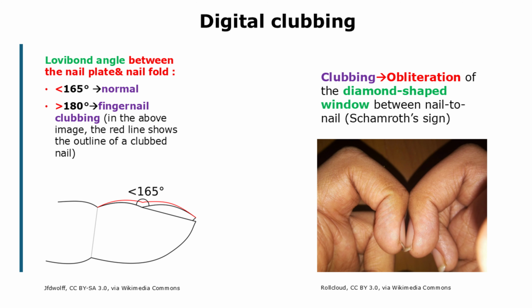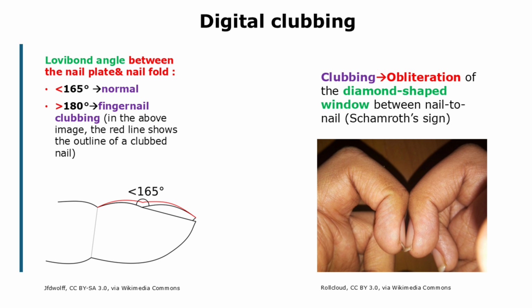Additionally, in clubbing, there is loss of the normal diamond-shaped window called Schamroth's sign. This window can be appreciated by having the patient place the dorsal surface of the distal phalanges of the fingers together with the nails opposing each other. Normally, an open area is visible between the bases of the opposing fingernails. When clubbing is present, this open space is no longer visible.